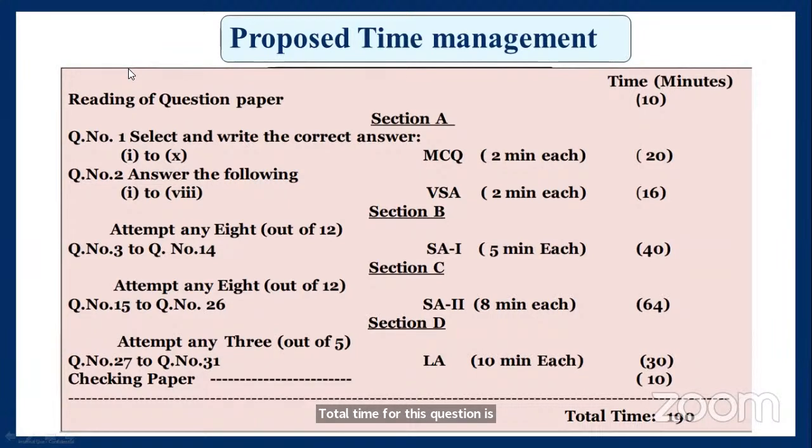Section B, for this section you have to give 40 minutes. Section C, 64 minutes. And last section D, 30 minutes. After completing the paper, you have to give 10 minutes for checking the paper once again. Have you attempted all the questions or not? In this way, total time is 190.